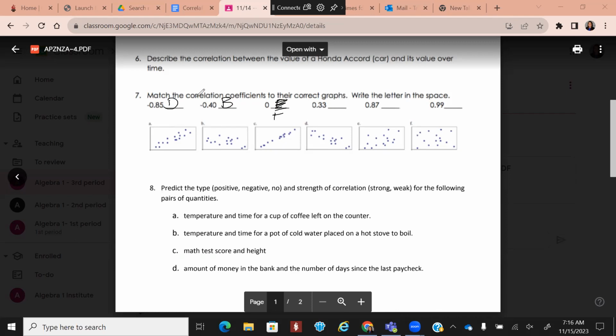Okay. All right, so it should have been D, B, F. What's the next one? Looking at your paper, what were these last 3 letters? What were these letters?